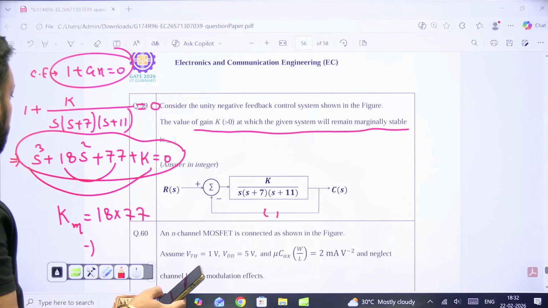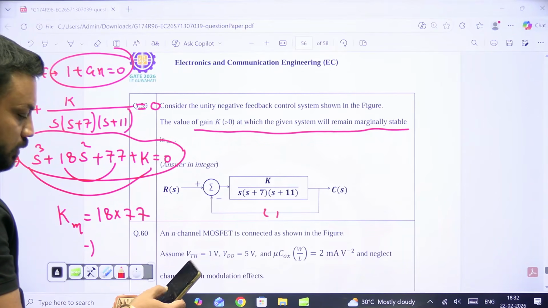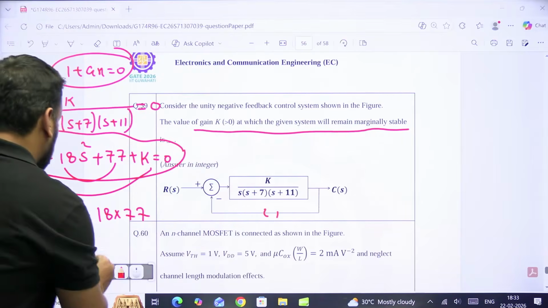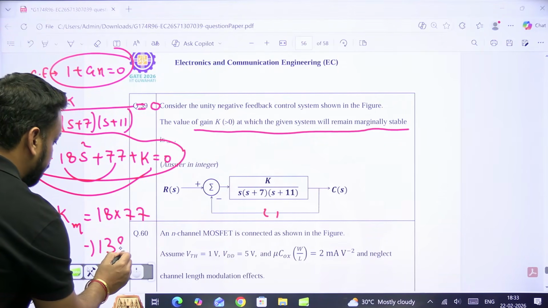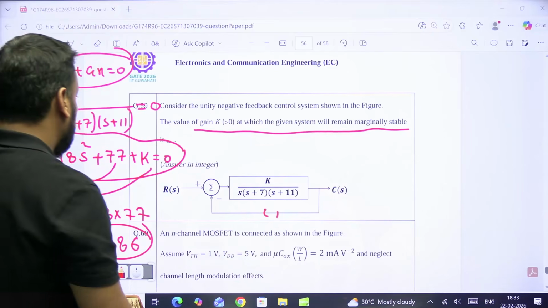When you will multiply, you will get 18 into 77. 18 into 77, 1386. Final answer that you should type 1386. 1386 will be the final answer for this question. Okay, guys.